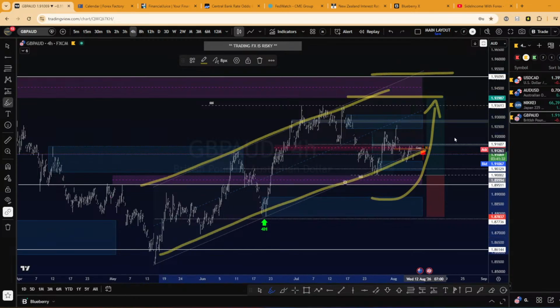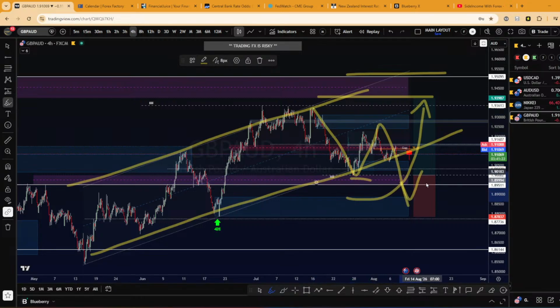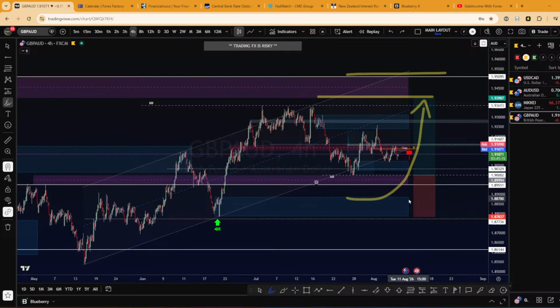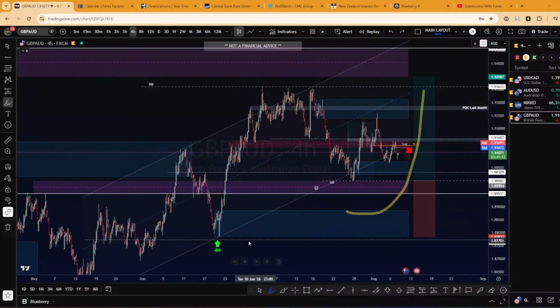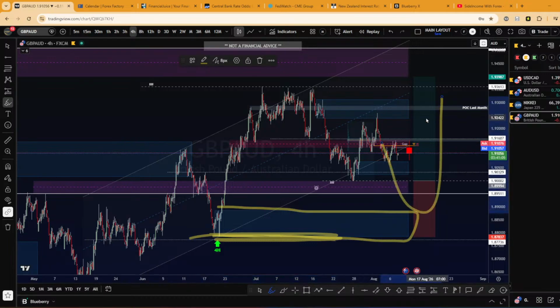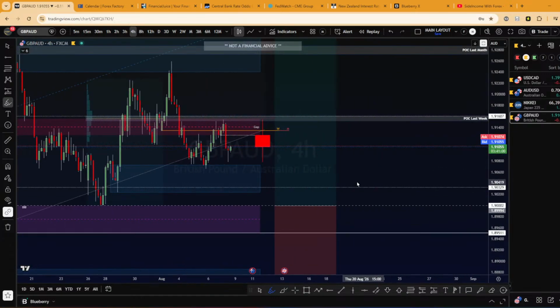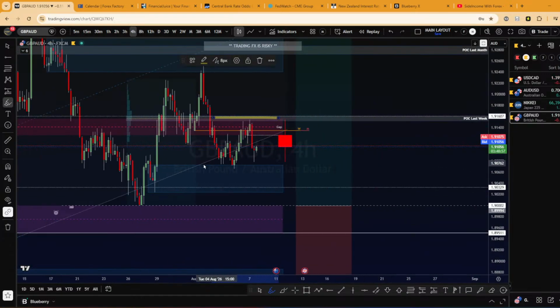We have this bullish channel. As long as we are not breaking this low, I think we could continue to the upside. I'm talking about this low. This is my last line of defense. As long as we are not breaking this low, I still think that we could continue to push. But right now, for me, price is stuck.